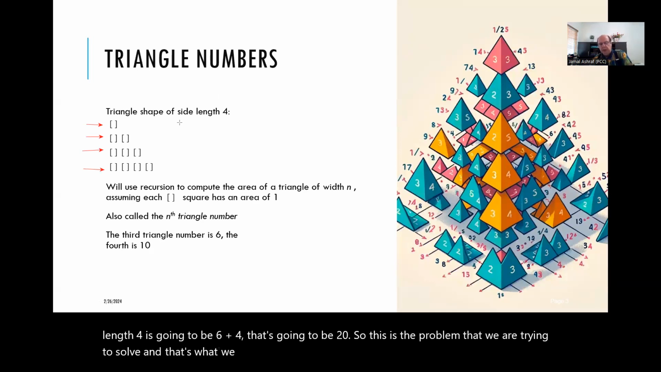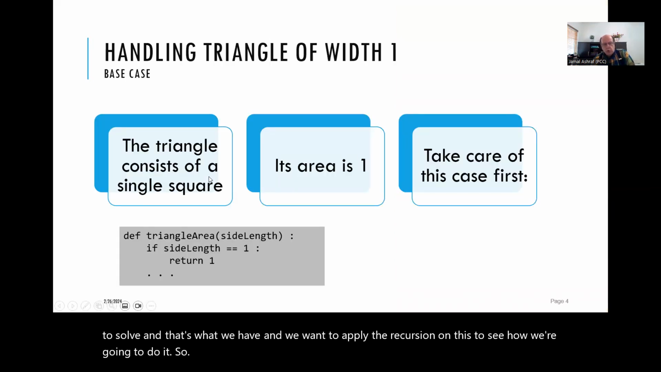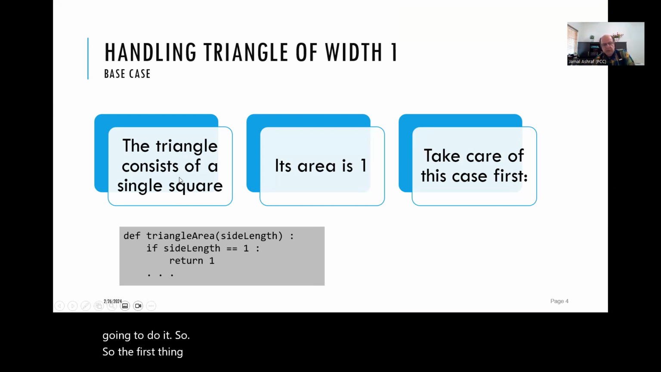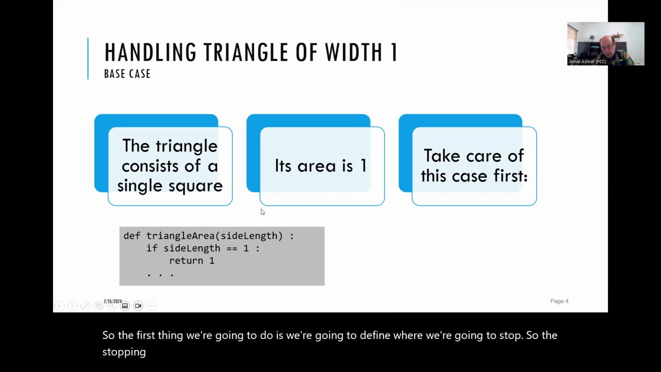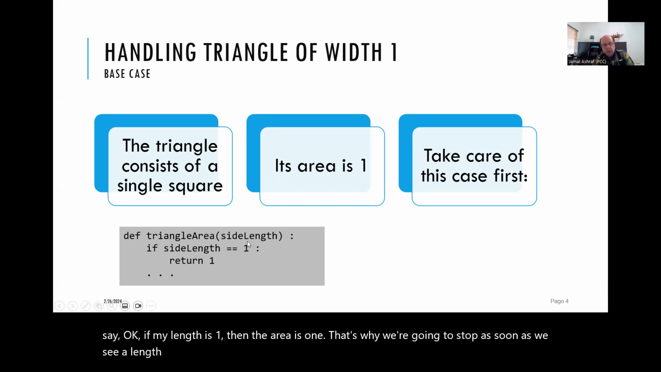And we want to apply recursion to this to see how we're going to do it. So the first thing we're going to do is define where we're going to stop. The stopping point is what we're going to concentrate on first. So we're going to say, okay, if my length is 1, then the area is 1. As soon as we see a length of 1, we're going to return 1 and we're going to stop.